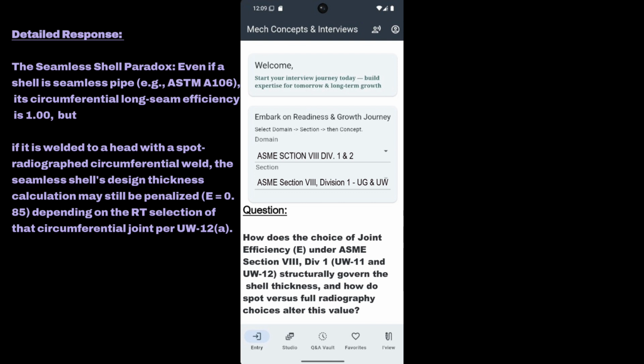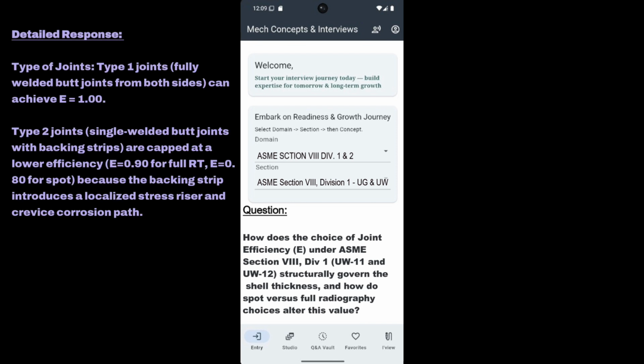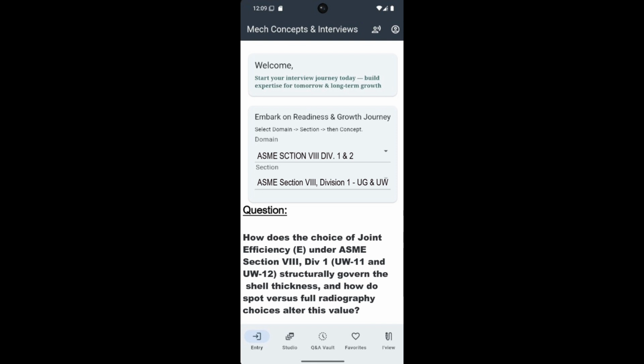Right, it has to be welded to the top and bottom heads to actually form a closed pressure vessel. Exactly. And the moment that seamless shell is welded to a head using a circumferential weld, what the code calls a Category B joint, the structural integrity of the entire system is only as strong as that connecting joint. Ah, so the weakest link principle. Yes. If the fabricator performs only spot radiography or no radiography on that connecting weld, the seamless shell's design thickness calculation is still legally penalized.